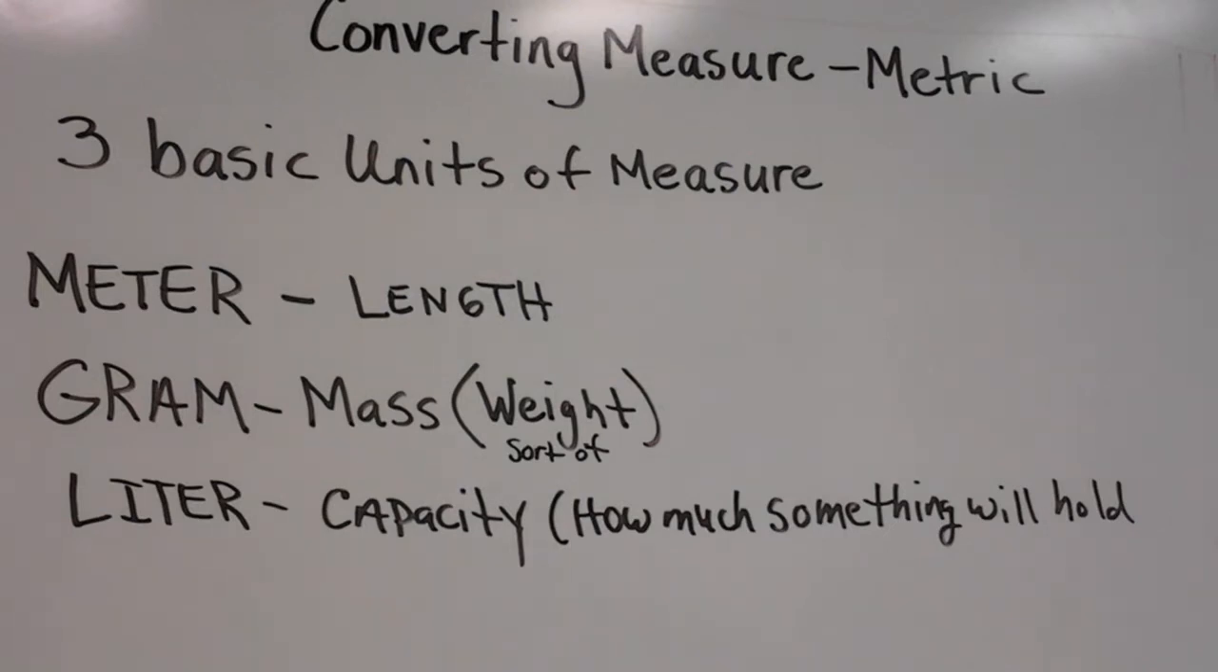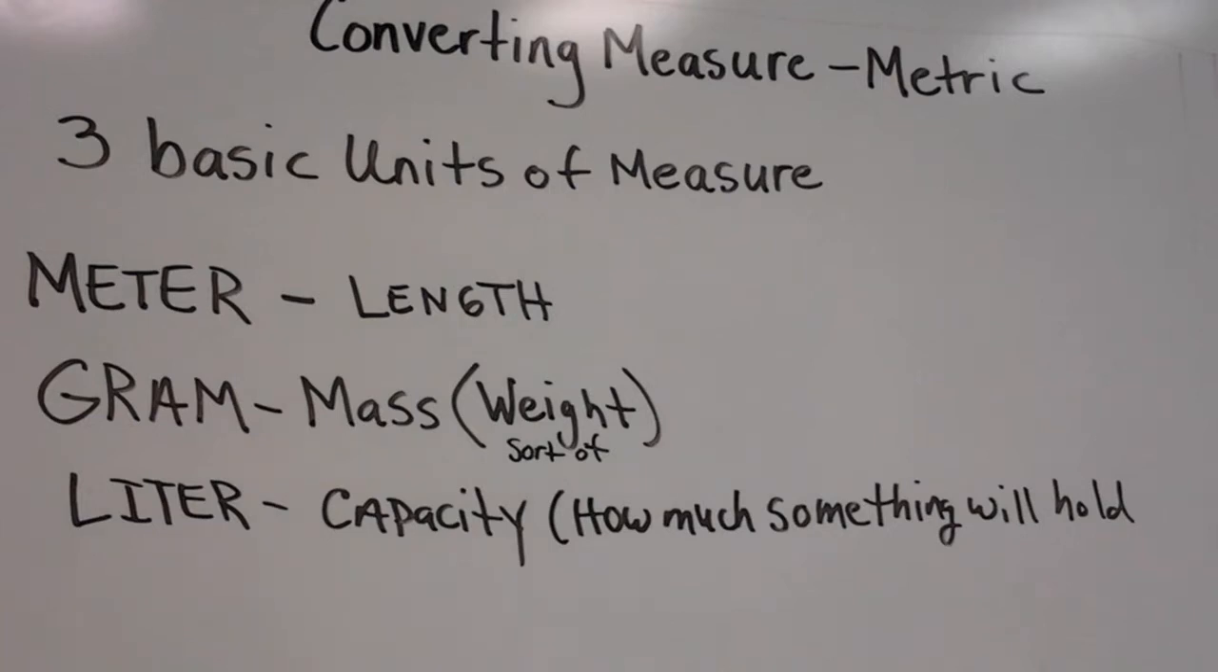Converting measurements in the metric system. There's 3 basic units of measure in the metric system. Meters, which measure length, how long something is. Grams, which measure mass, and mass is sort of like weight, not exactly. Mass is more like how much is packed into it, but it has a weight.